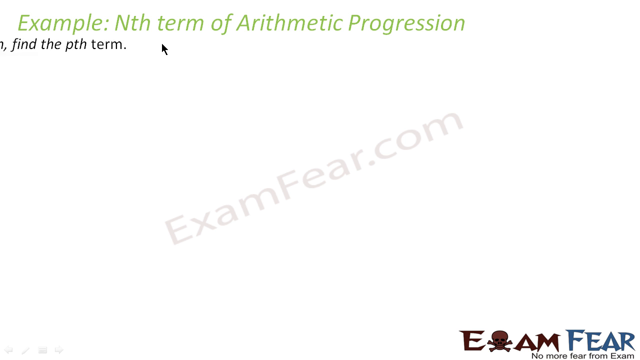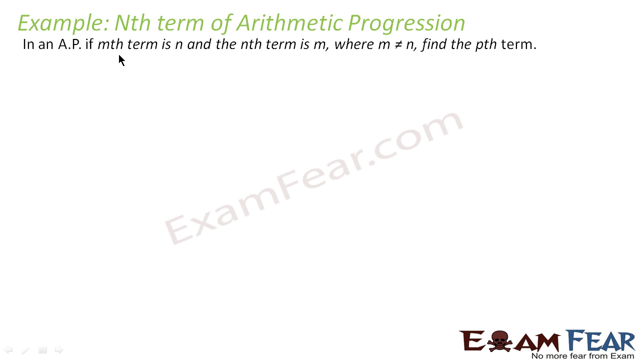Let's take one example where we have to find the pth term of an AP. The question says, in an AP if the mth term is n and the nth term is m, where m is not equal to n, find the pth term. So let me write the question in mathematical terms. It says T of m is equal to n, and T of n is equal to m. The mth term is equal to n, and the nth term is equal to m. That's what it says. We have to find what? Tp. Tp we have to find.